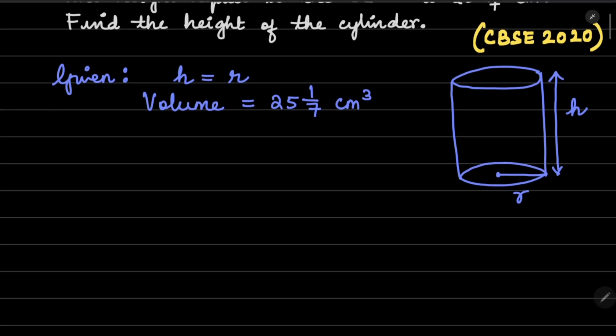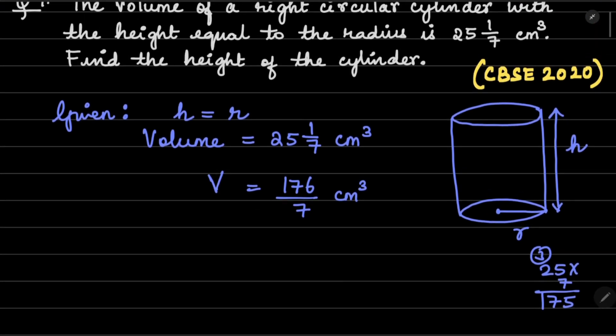What is 25 1 by 7? You have to multiply 25 multiplied by 7 plus 1. So in the rough work, you can multiply 25 into 7. 7 5s are 35, 5 and 3 carry over. 7 2s are 14, 17. Right? 175 plus 1, it is 176 by 7 centimeter cube is the volume, which I can denote by V.